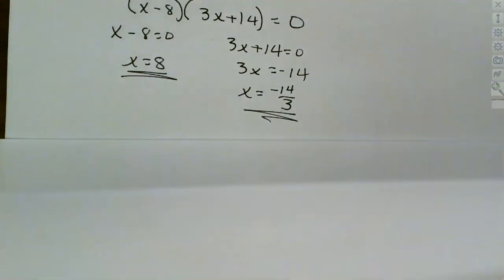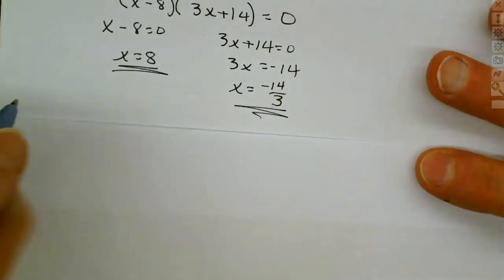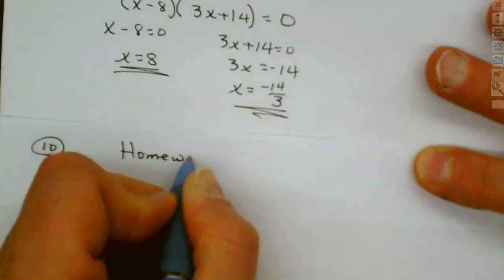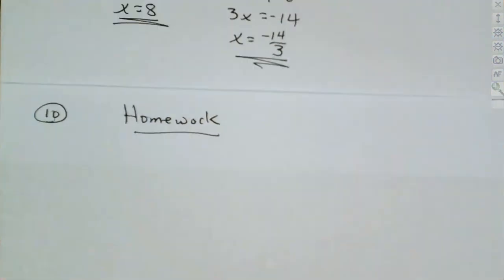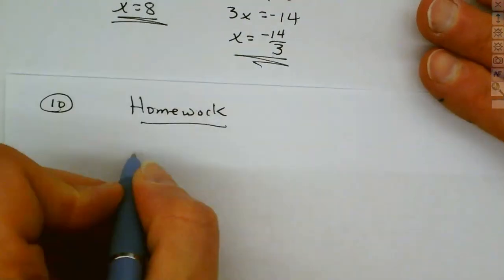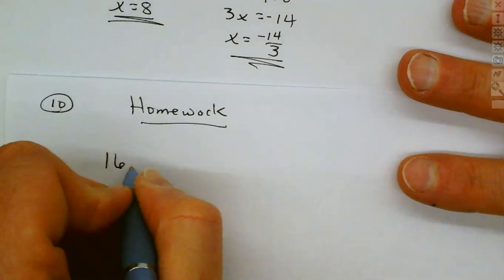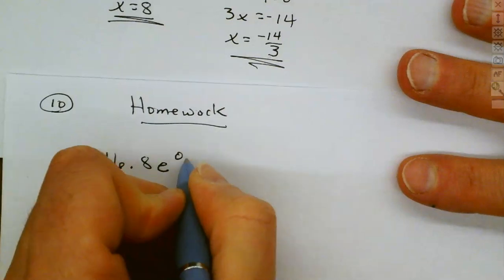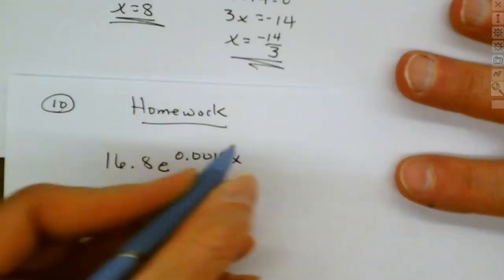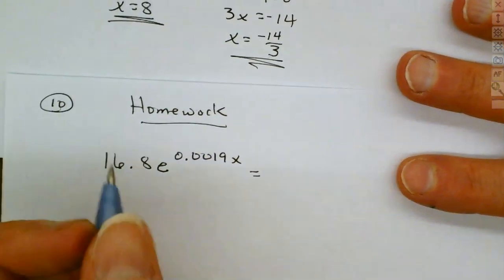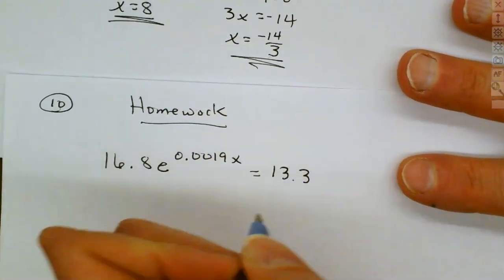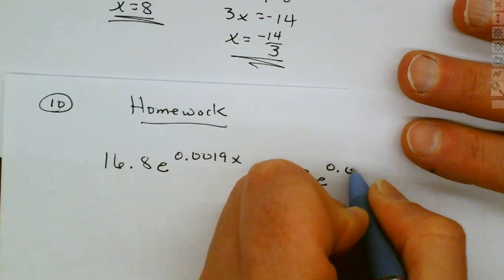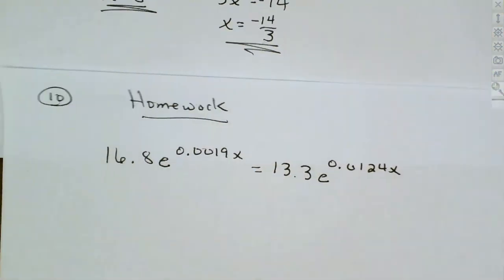So we are looking at these two functions. And this is question 10 from the homework. Question 9 is actually a little bit easier, so I'll do the harder one. We want to set these equal, so 16.8e to the 0.0019x power equals 13.3e to the 0.0124x power. So this is what we've got.